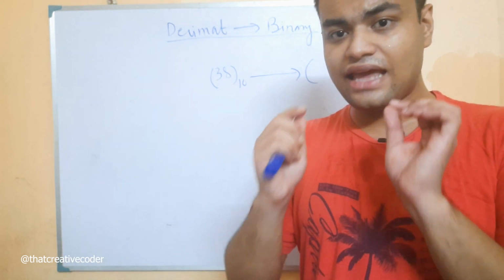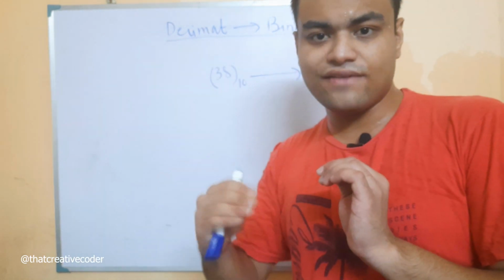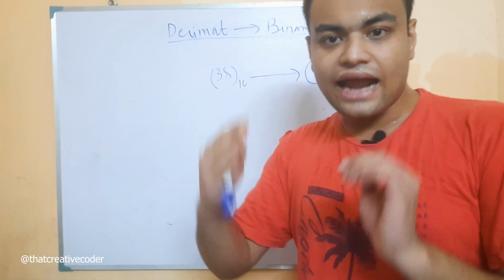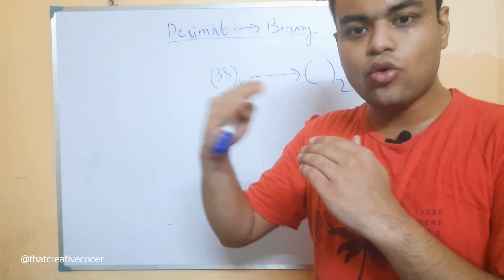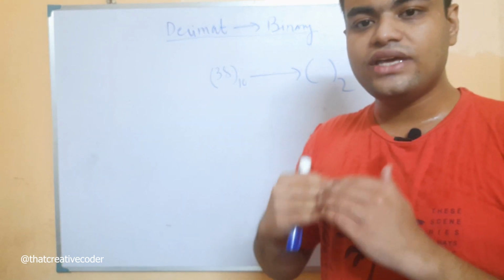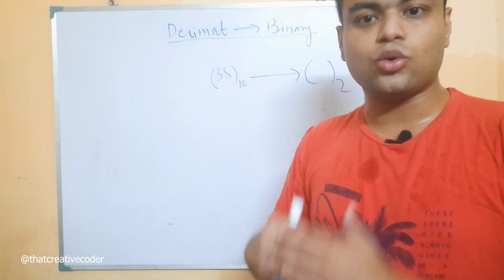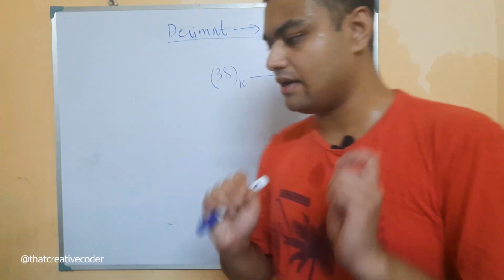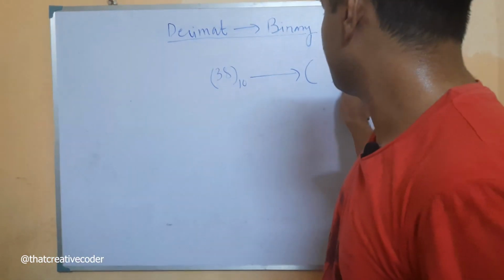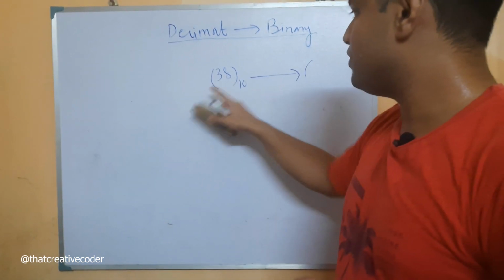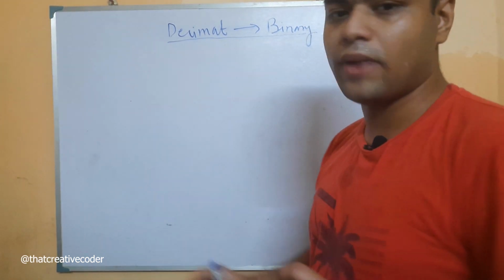Okay, but in every step we have to note the remainder, and we have to go on dividing until we get a 1 as the quotient. So what do I mean by that? Let me show you.